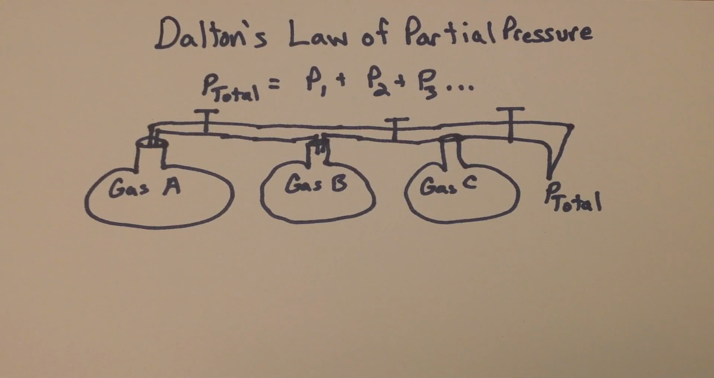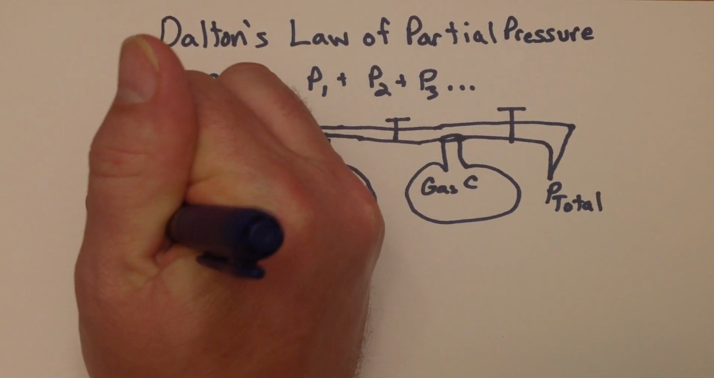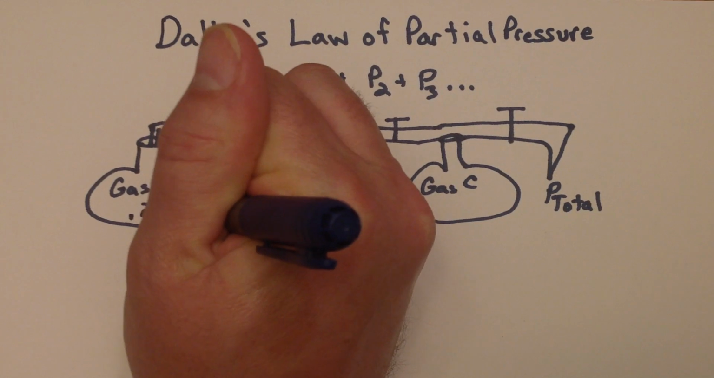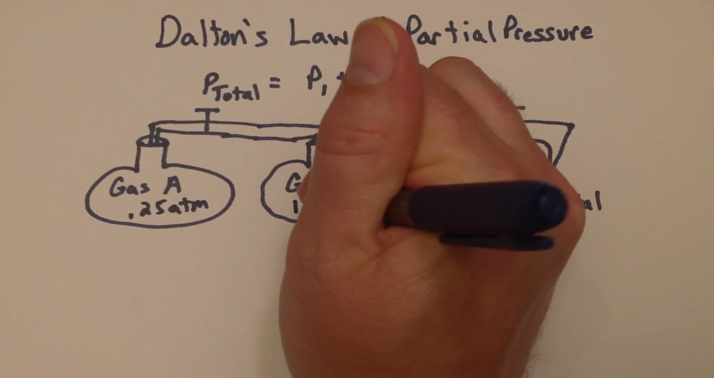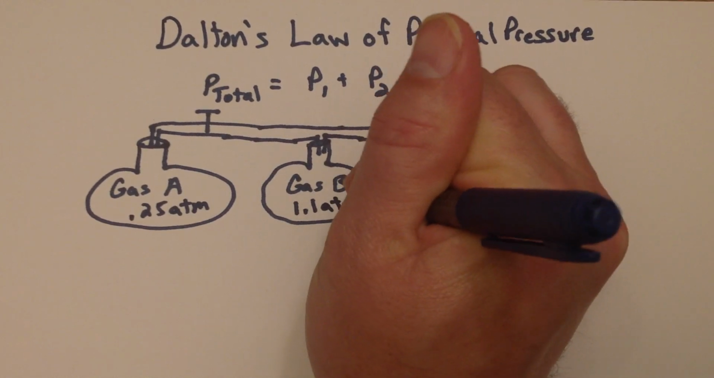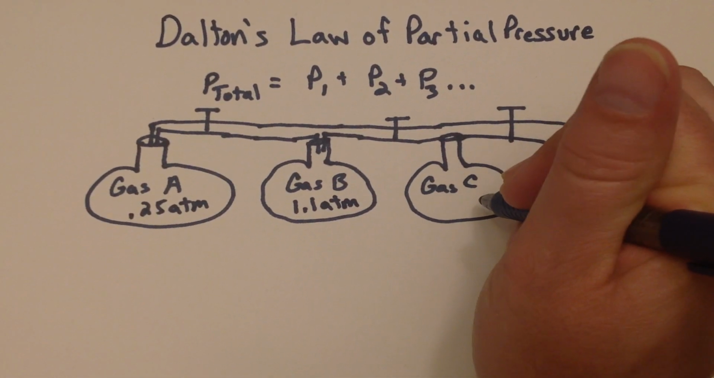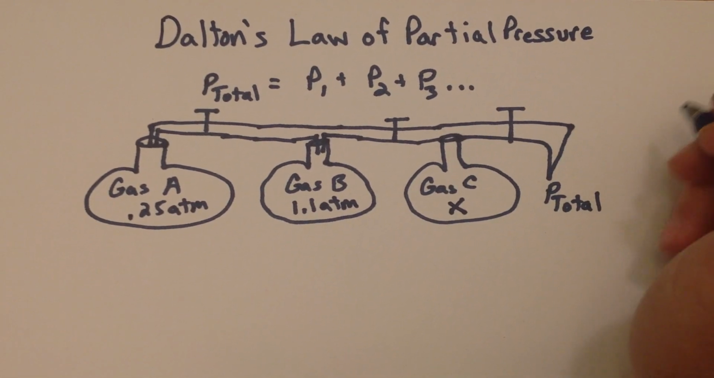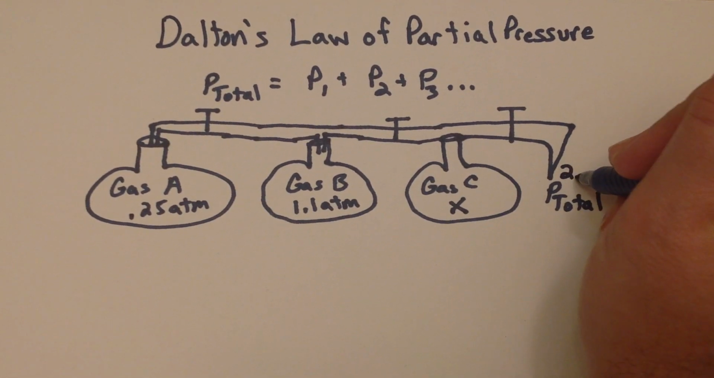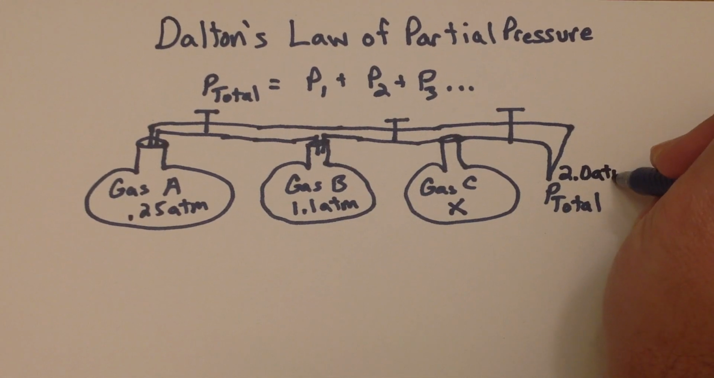unit. The number one example gives you 0.25 ATMs, which is atmospheres. 1.1 ATM for gas B. Gas C is some number you don't know. I'm going to let X be there. And the P total is 2.0 ATM.